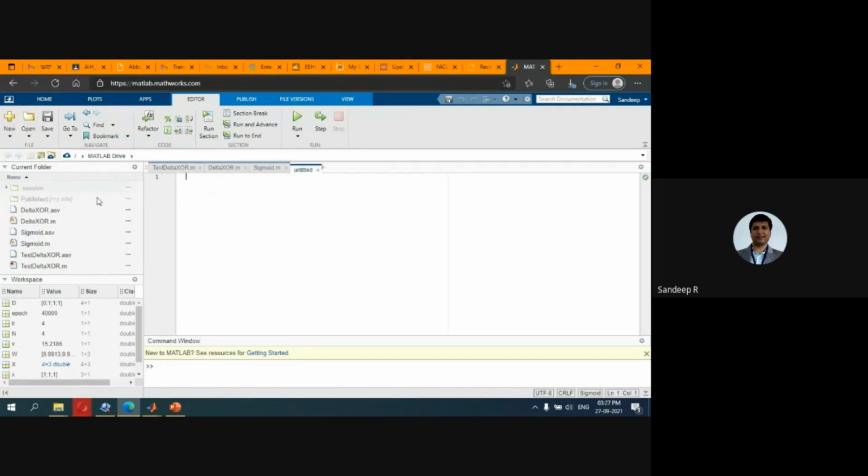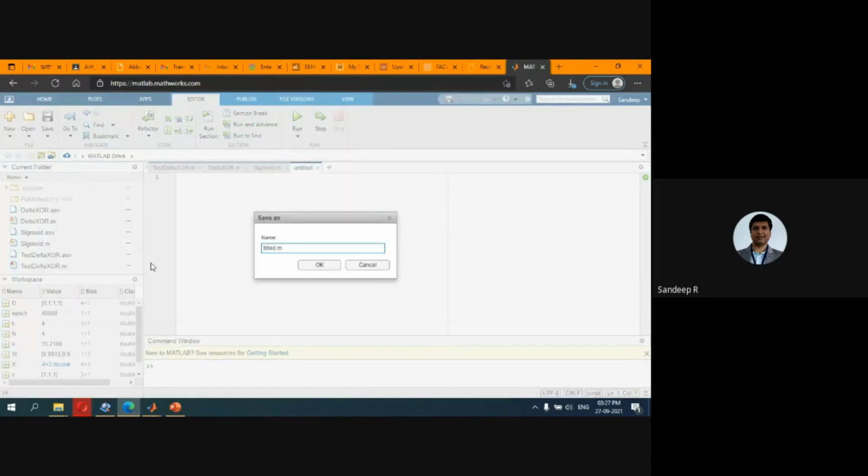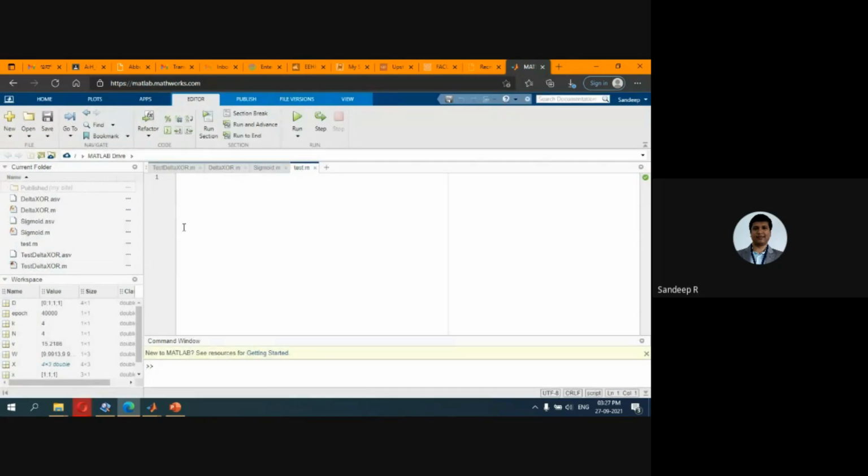New script. So I can type the code, save it. If I want to save it, say save as, so test.m. So we've got test.m, and we can do it like this and then run it.